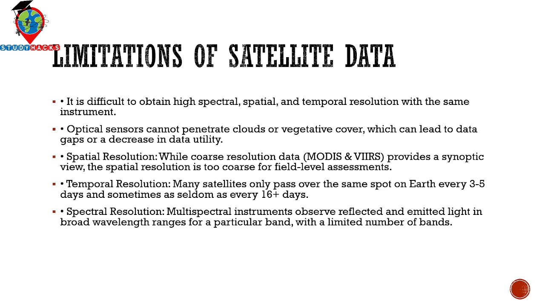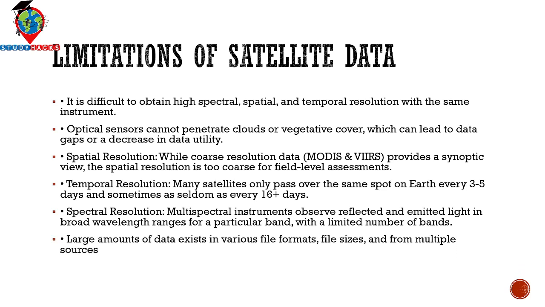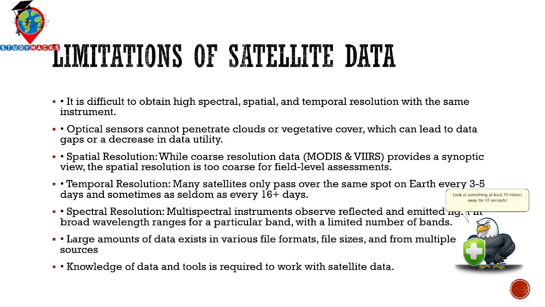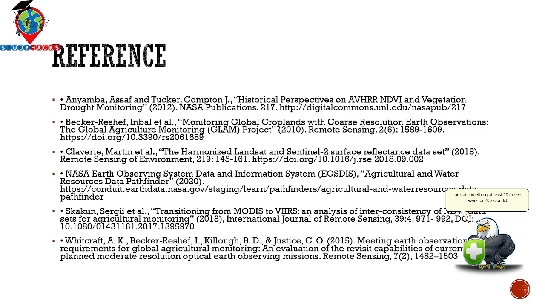Spectral resolution: multispectral instruments observe the reflected and emitted light in broad wavelengths for particular bands, with a limited number of bands. And large amounts of data exist in various file formats and sizes, from multiple sources. Knowledge of data and tools is required to work with satellite data. So basically, this is what I wanted to explain, how we can use remote sensing in the agricultural sector. This is the theory part, but further on I will also explain the practical part, how we can really do it.